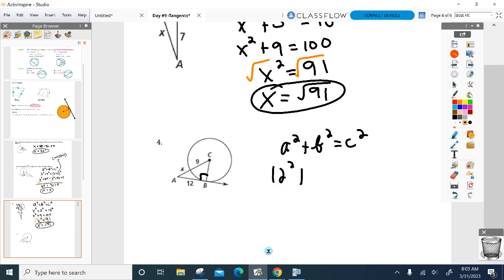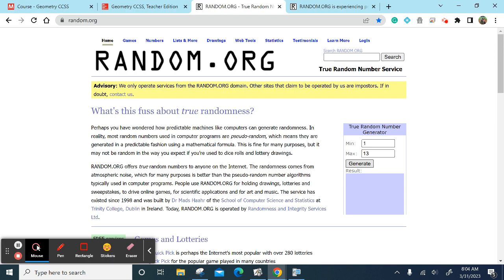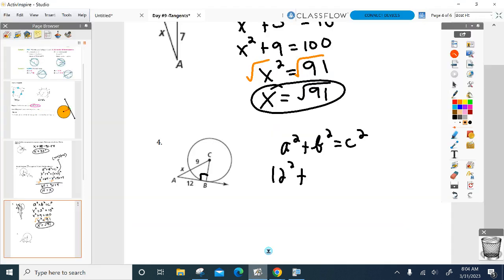I definitely know one leg's 12 squared. What about the other leg? CB, anybody? CB? 9 as well. All radii are equal in the same circle. 9 squared. And then just based off a problem we did a couple ago, what about the hypotenuse? X plus 9 squared. Yep.